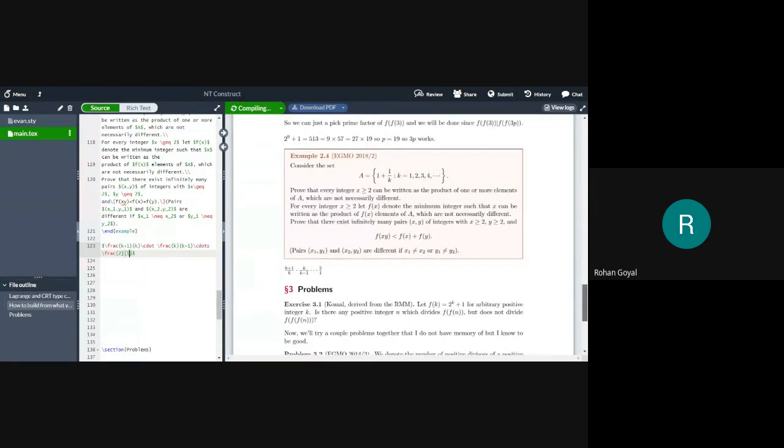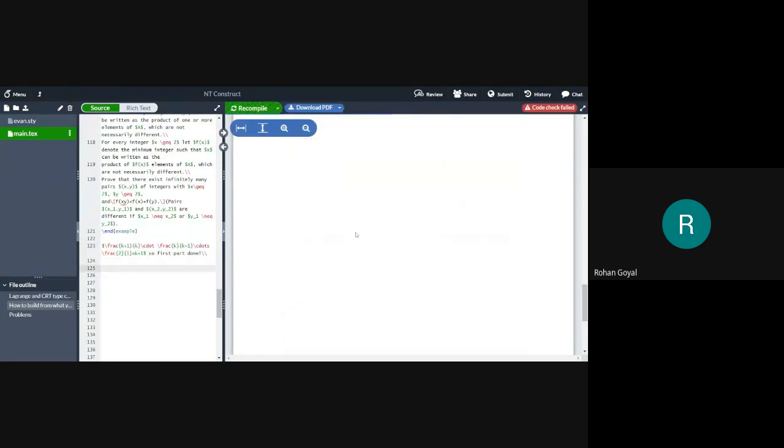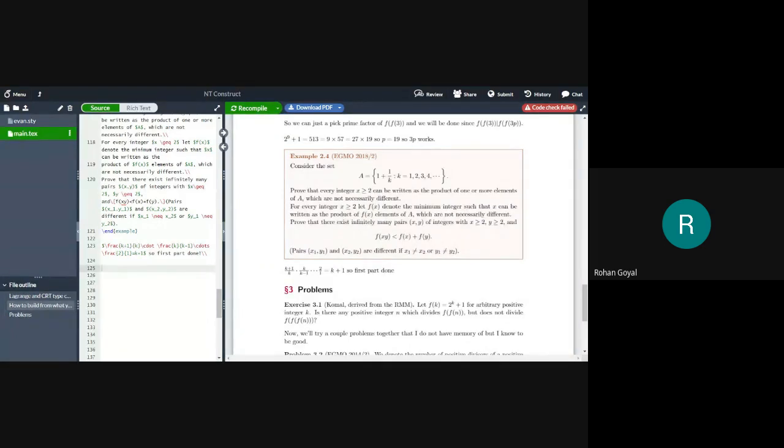Brilliant. Now let's look at the second part. What thing would you want for this? When would you expect this to fail? When the function is not... eh, no.